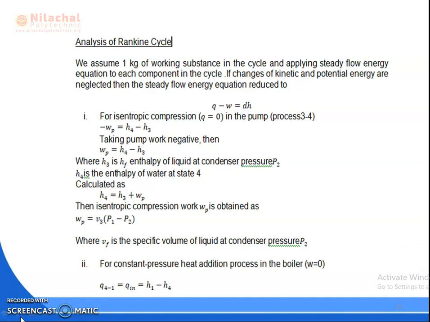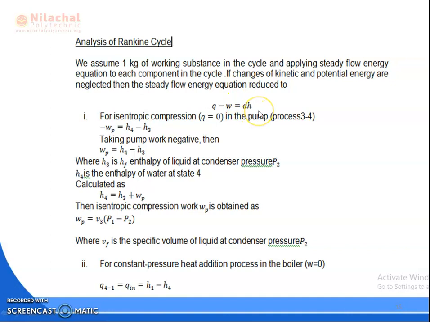Continuing with chapter 5. Today we will discuss the analysis of the Rankine cycle. Before the analysis, these calculations will be done per unit mass: heat transfer per unit mass, work transfer per unit mass, and specific enthalpy. So what are we assuming? We are assuming 1 kg of working substance in the cycle, mass is 1.